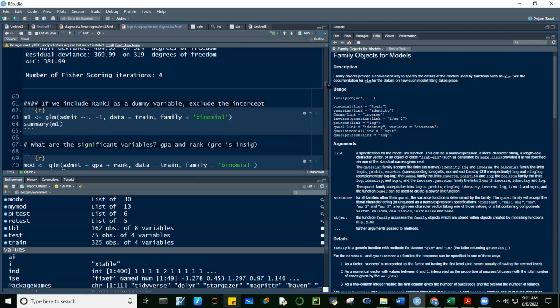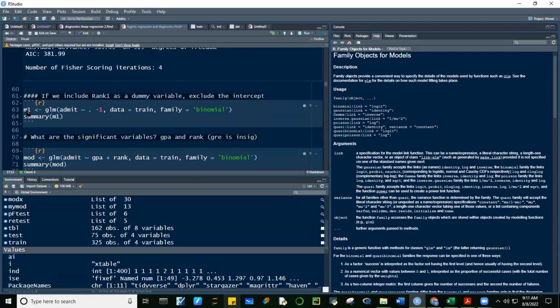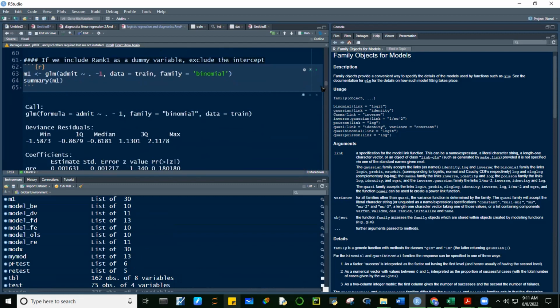If you recall this, kaya nga, ang gagawin natin dito, so I'll call this M1, okay? GLM, admit, regress on all, di ba? Ibig sabihin itong regress on all, pero may minus 1 dito. Yung minus 1 dito, ibig sabihin, tatanggalin yung intercept. Then data is equal to train, family is equal to binomial. So let's run this and see. You'll have the same result. Okay, pareho lang naman yan.